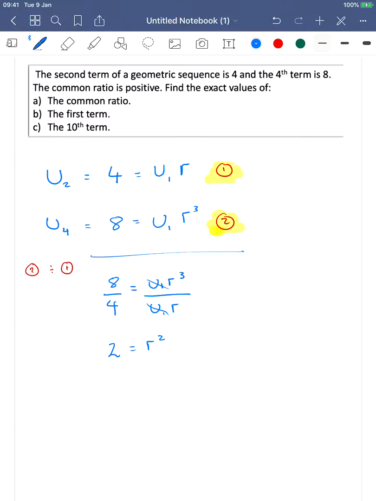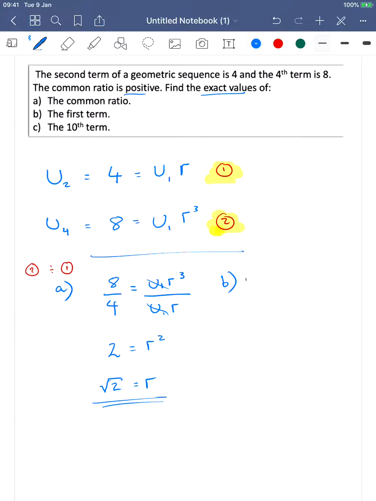So therefore, it asks for the exact value, so I'm going to leave it in third form. Root 2 is equal to r. And the positive one because it's positive. So root 2 is r. Now I should be able to find the first term. So that was part A done.